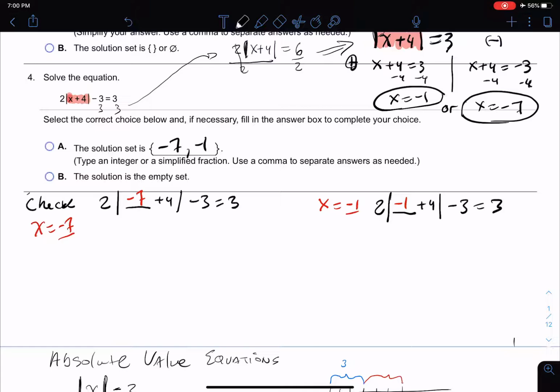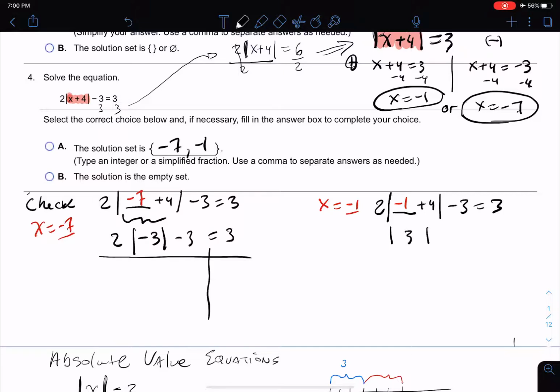Now you do not want to apply the absolute value bars before doing the operation, right? That -7, you can't just erase the negative. So -7 plus 4 is -3. And over here, -1 plus 4 is +3. And so maybe you're going to start seeing what's happening here.